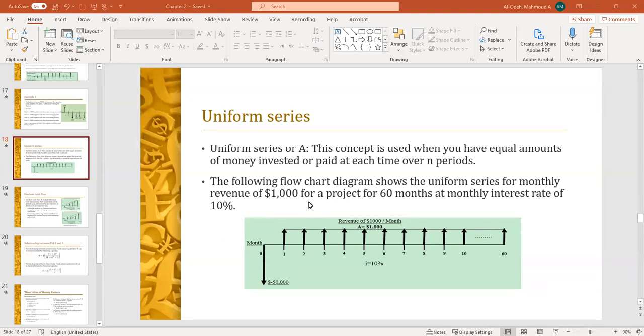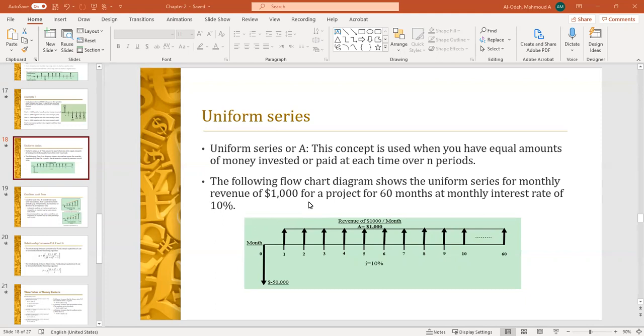It's a concept when you have equal amounts of money invested or paid at each time period. So for example, if you purchased an apartment for $50,000, this is the money that you paid out of your pocket, $50,000. So this is a negative cash flow, and you're expecting to collect $1,000 every month. So that would be the revenue, a positive cash flow, as this is where you see the positive arrows going up. So as you see, all of these payments are equal over the 5 year period or 60 months period. And therefore we call it a uniform series.